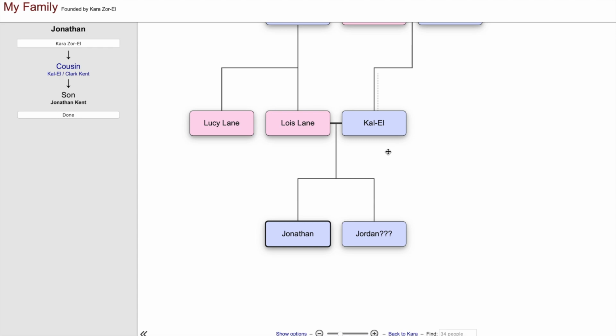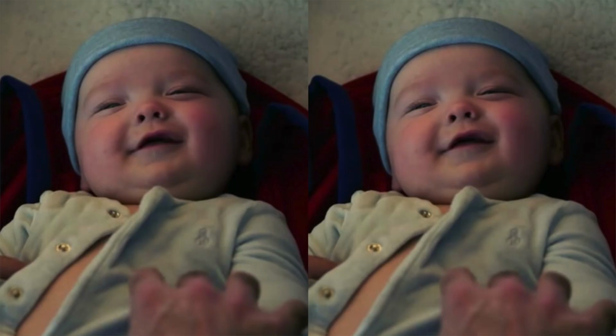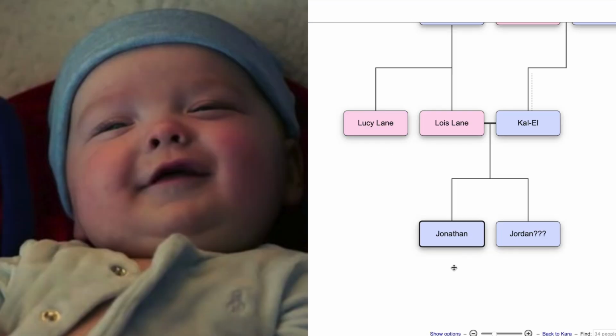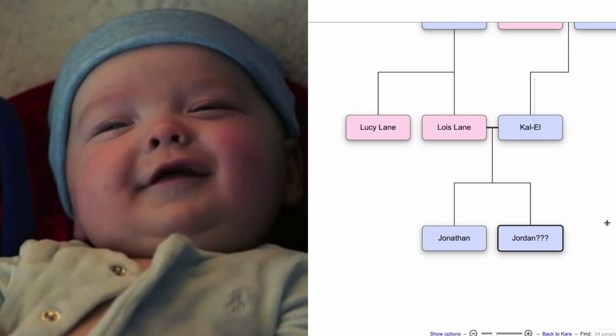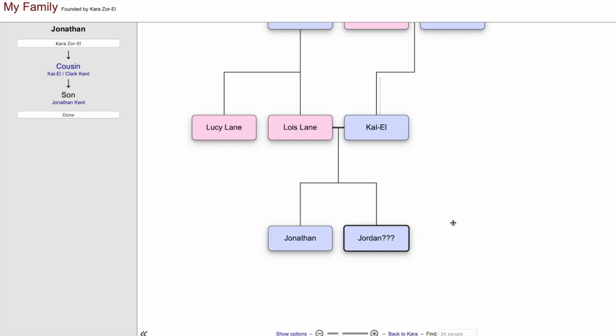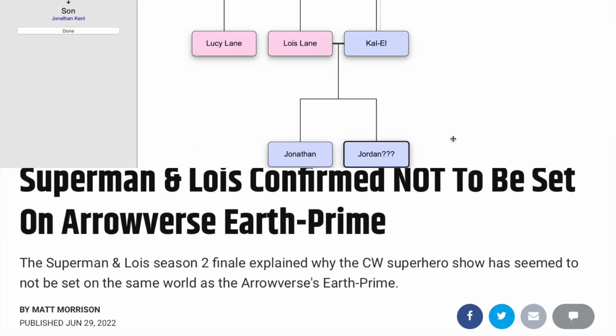So, it is technically canon in this universe that Clark and Lois have two sons. We know one is Jonathan, the other could be Jordan Kent. That is not confirmed. Superman and Lois technically revealed that they are not in the same universe as the rest of the Earth-Prime heroes, but I don't even know what Superman and Lois is doing at this point.